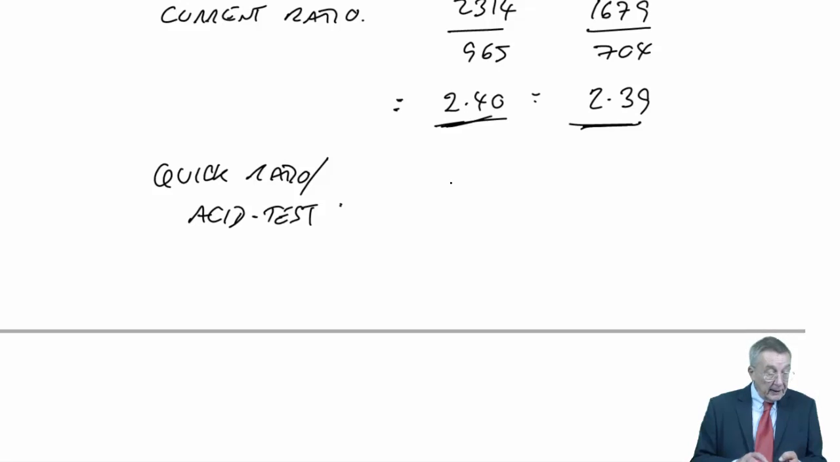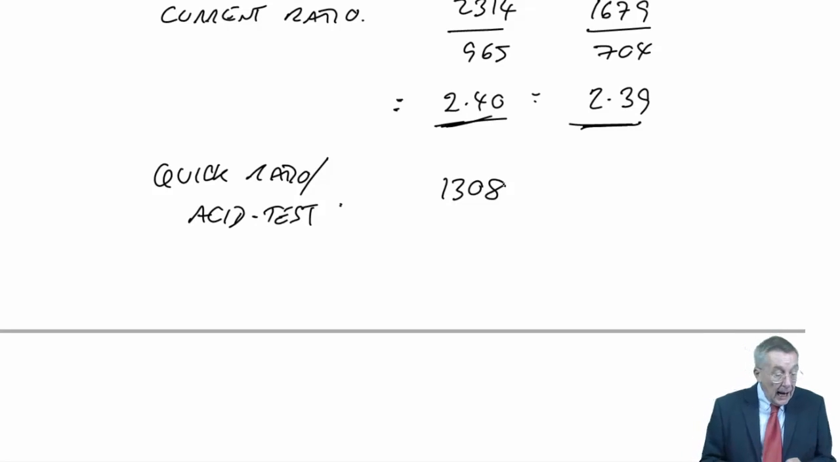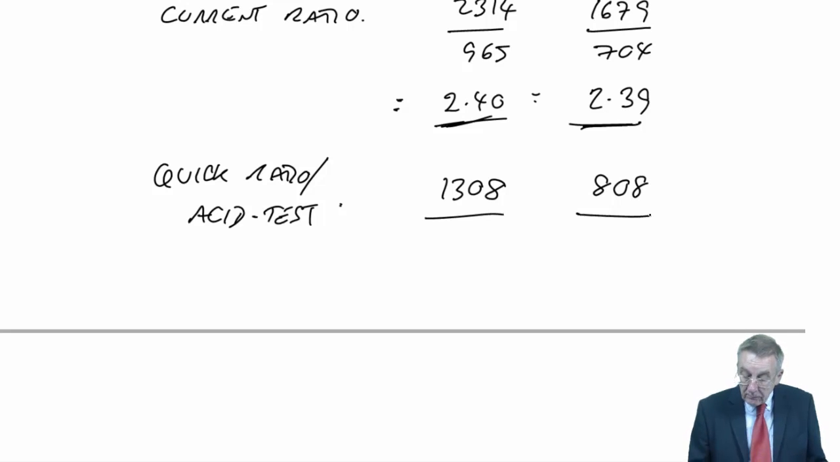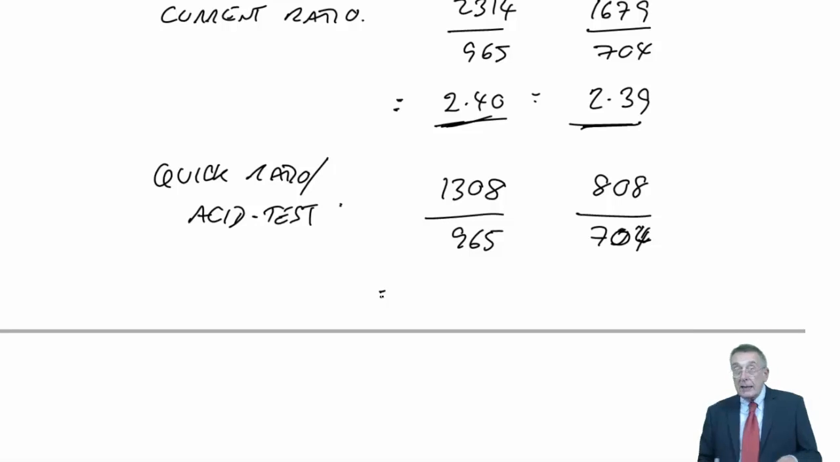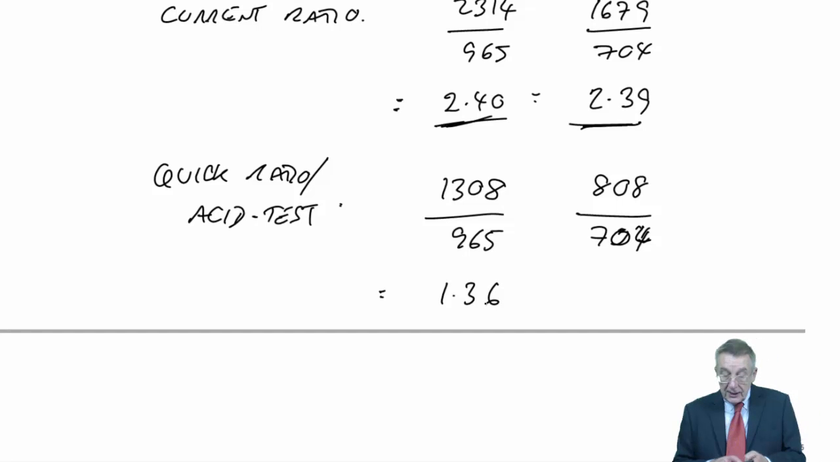Something has gone wrong on my calculator. Sorry, 2314 minus the inventory, 1308. Last year it was 808. The current liabilities, 965, 704. And so again, as a ratio, not as a percent. Now, obviously, this would always be lower than the current ratio. This year it's 1.36. Last year, 1.15.